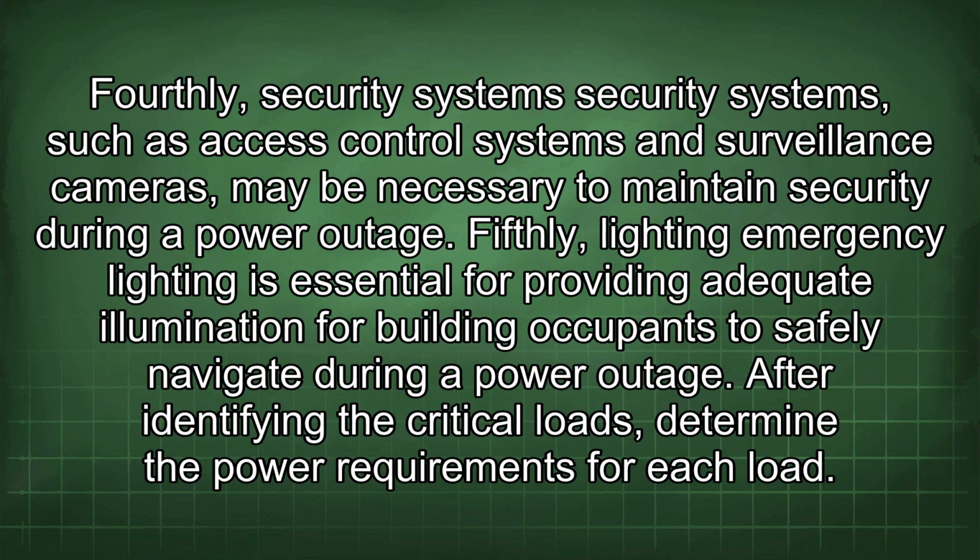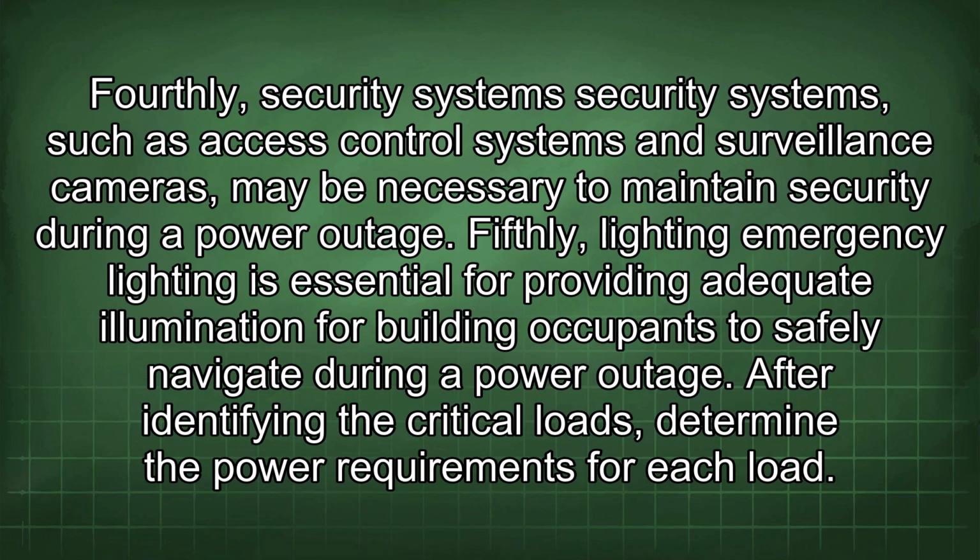Fourthly, security systems. Security systems such as access control systems and surveillance cameras may be necessary to maintain security during a power outage. Fifthly, lighting. Emergency lighting is essential for providing adequate illumination for building occupants to safely navigate during a power outage.